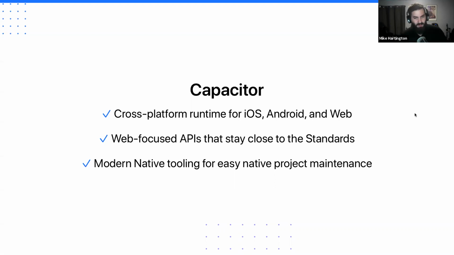Now, the APIs and tools that it exposes try to utilize web standards where possible. So for instance, if you wanted to call the camera or call some geolocation, it's going to use those native features on the web and then opt out to use the native platform features in, say, iOS or Android.